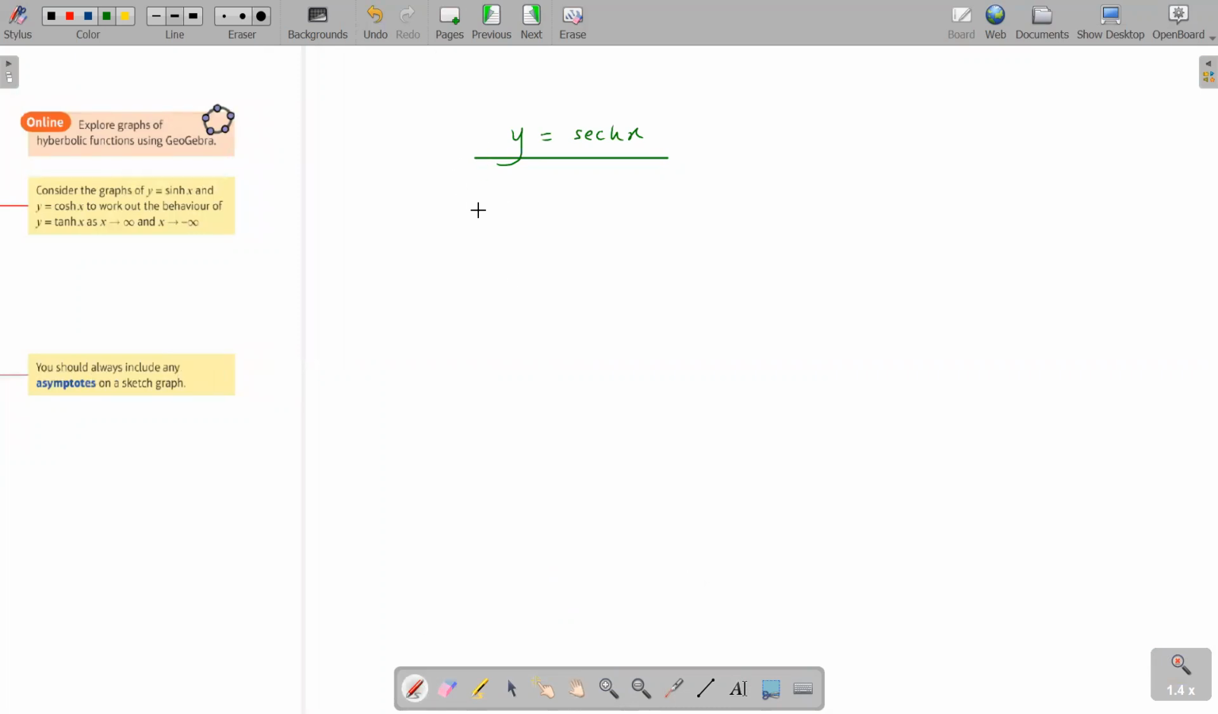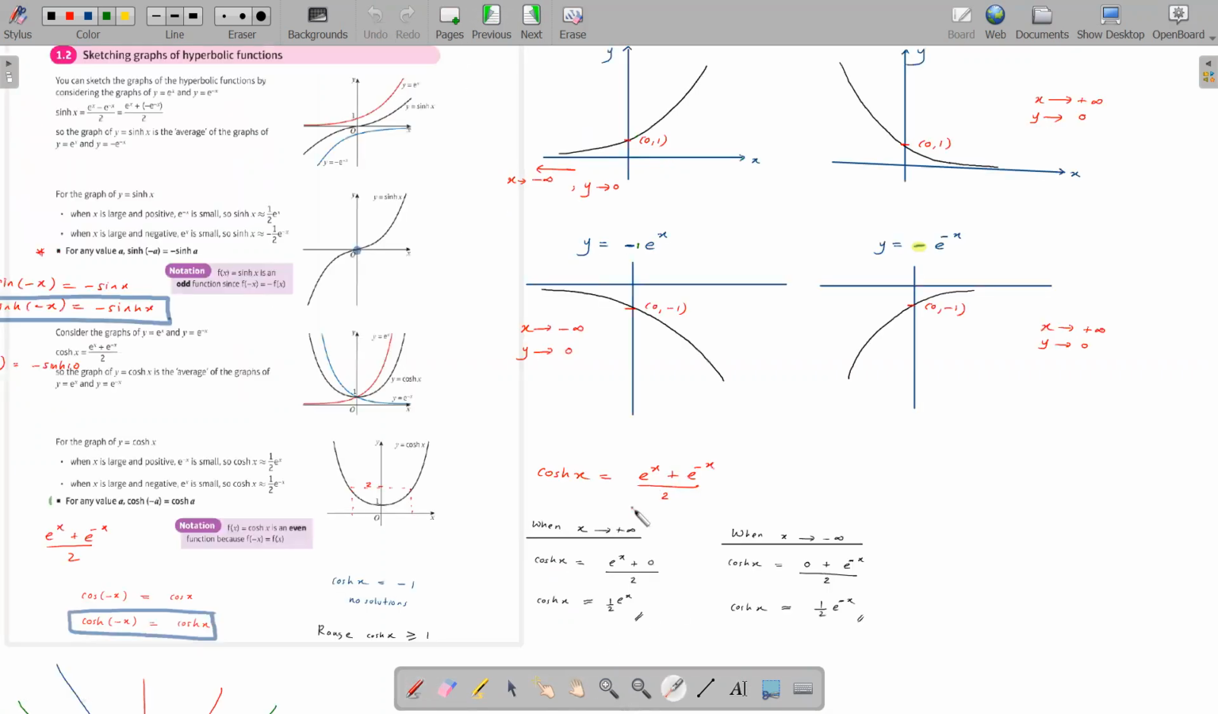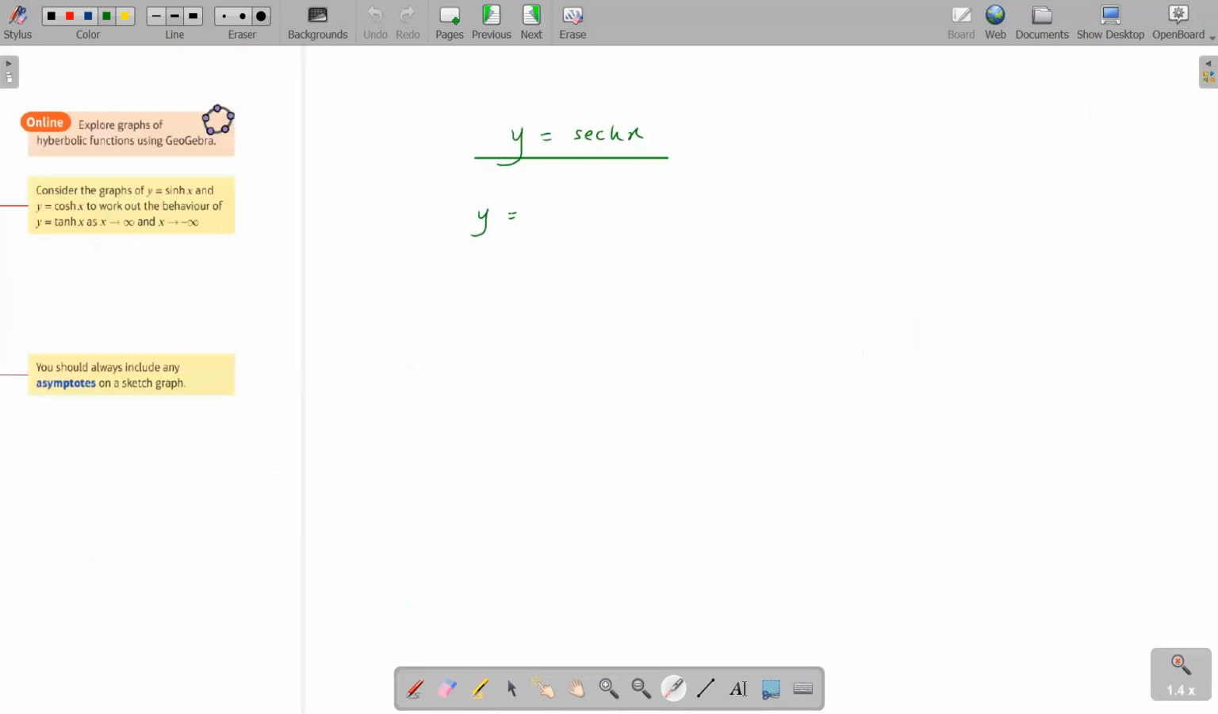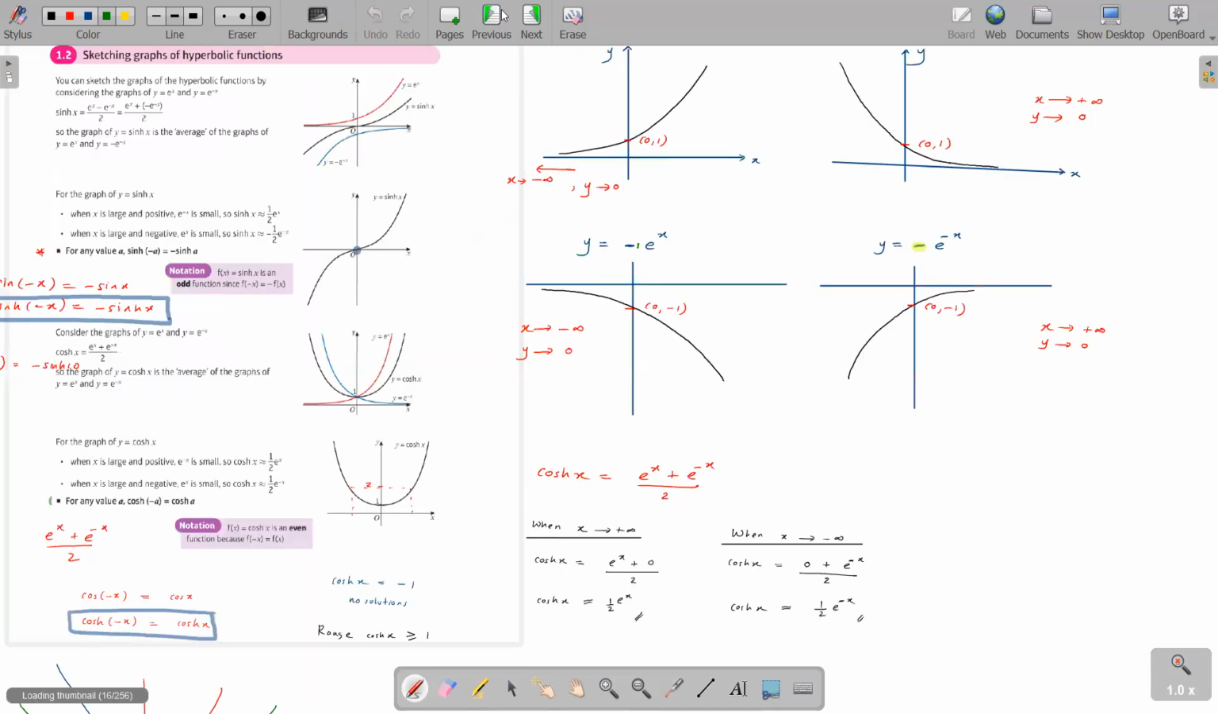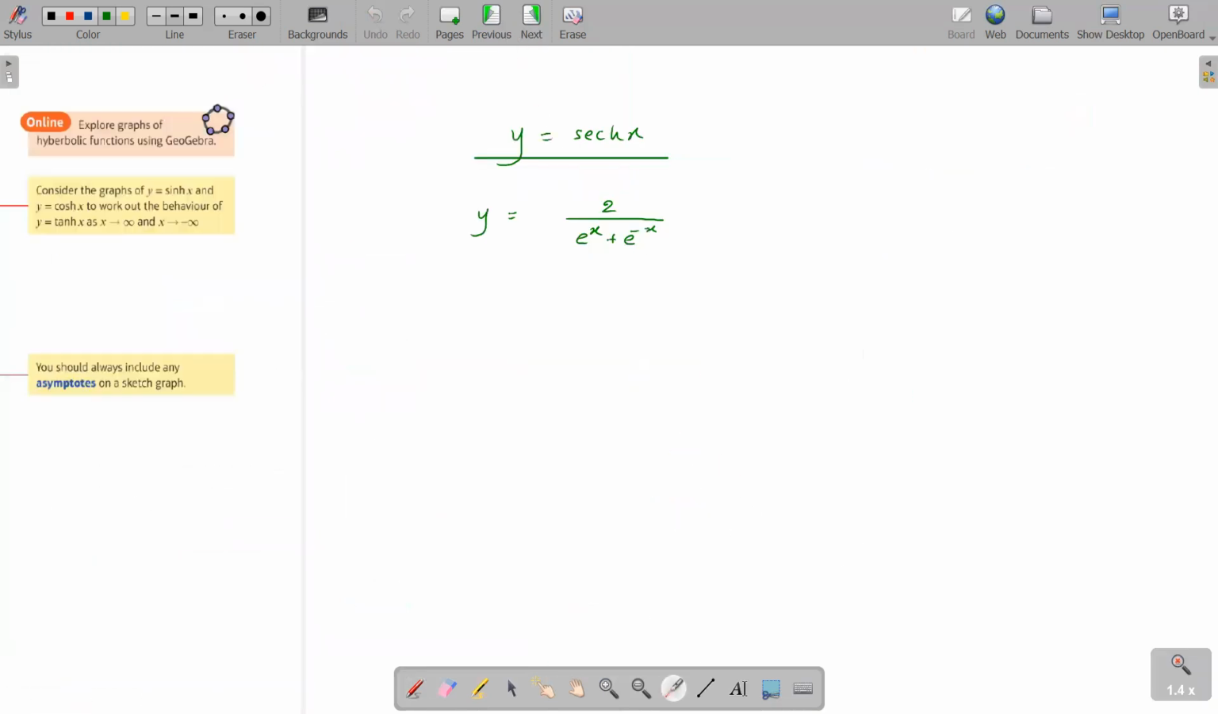In the cosh graph, you saw that when we had (e^x + e^(-x))/2, we broke it down into two parts and drew the e^x and e^(-x) graphs and took an average of that, right? But over here, it's going to be the other way around. This is the reciprocal: 2 over (e^x + e^(-x)), because sech is the reciprocal of cosh, right, guys? So you have this.